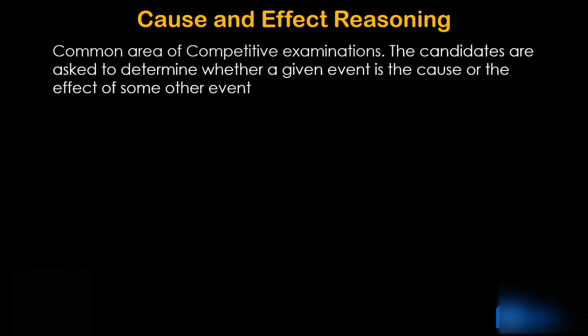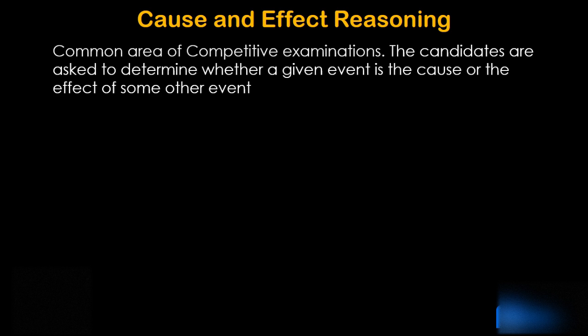Cause and effect is a common area of testing in any competitive examination. They appear often in the logical reasoning, verbal reasoning, or verbal aptitude sections. Usually, in such questions, the candidates are asked to determine whether a given event is the cause or the effect of some other event. The idea behind asking these questions is to ascertain the analytical and logical reasoning ability of the aspirants. The main aim of cause and effect questions is to derive the relationship between the two statements.